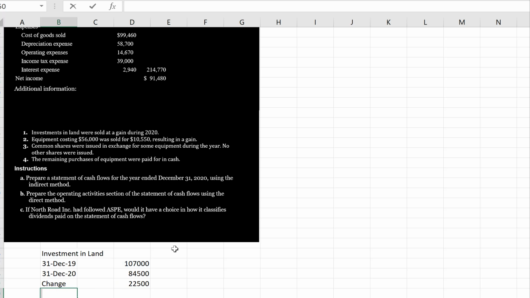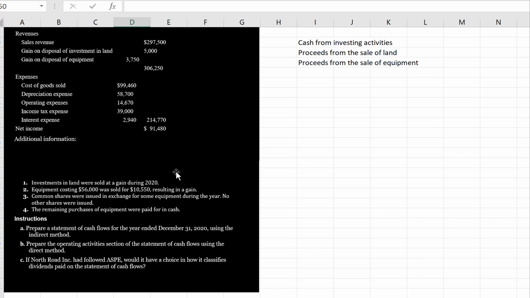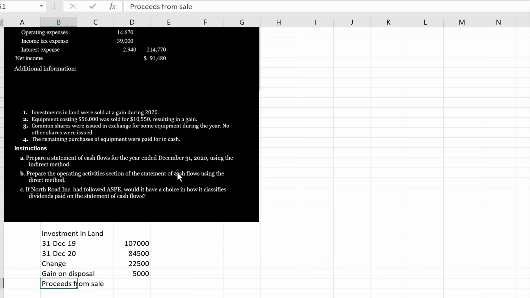But we know that we had a gain on the disposal that we picked up on the income statement. So what was the gain? The gain on the land was 5,000. So that means that the proceeds from the sale must be the sum of the change in the account, because we would have removed the land when we sold it. And we don't have any depreciation to deal with here because, as we know, we don't depreciate land. So that makes this piece a tiny bit easier. So the proceeds from the sale then must be 27,500.